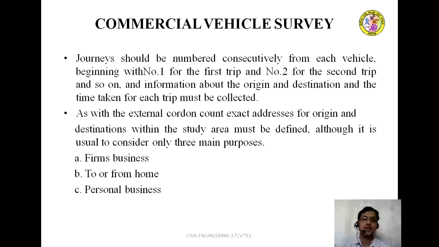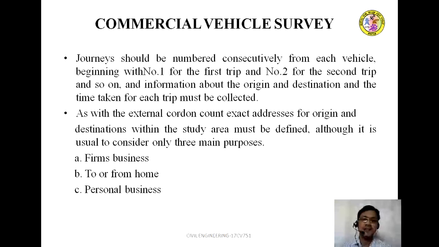Moving to the next point, the journeys, that is the trips, are going to be numbered. The trip beginning from one station to another station is called the first trip and is noted by number 1. Subsequently, the second trip is numbered 2. The origins and destinations for each trip are collected. It's just like how many trips a vehicle makes in the study area are numbered and the details are collected.